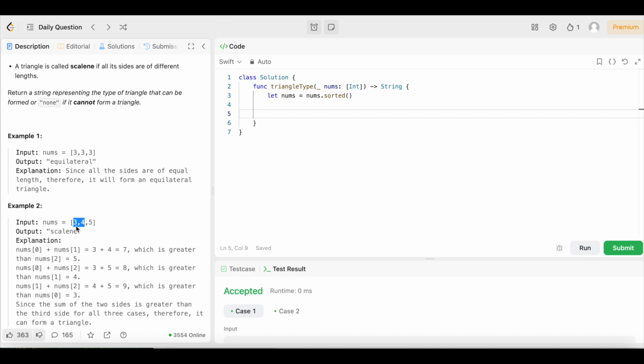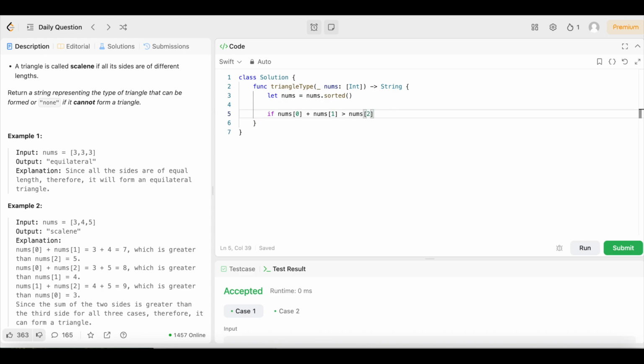Similar down here, the sum of 3 and 4 should be greater than 5. Sum of 4 and 5 should be greater than 3. That's what we're going to handle now. So we could come right here and say if nums[0] plus nums[1] is greater than nums[2].